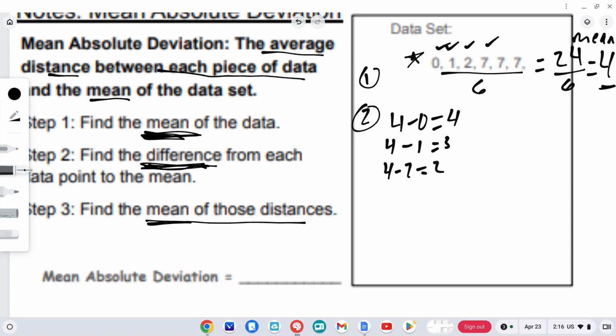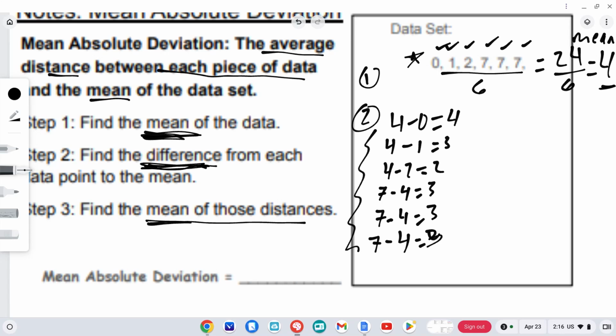Then the next one, 7. Okay, well, 7 is the bigger number, so I'm just going to put that in the front to make it easier. 7 minus 4 is 3. And then, I have 2 more sets of 7. Okay, 7 minus 4 is 3. 7 minus 4 is 3. So now I have a list. I have a list of all these distances from our numbers in our list to the mean that we found before. Pause, make sure you have that.